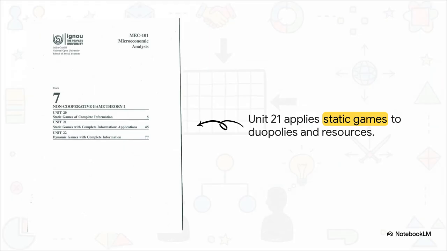Let's crank up the stakes a bit. Unit 21 takes those static game frameworks we just built and throws them at massive, messy, real-world economic problems. We're talking about things like the tragedy of the commons and duopoly markets. We're translating pure math into real human behavior and market dynamics.